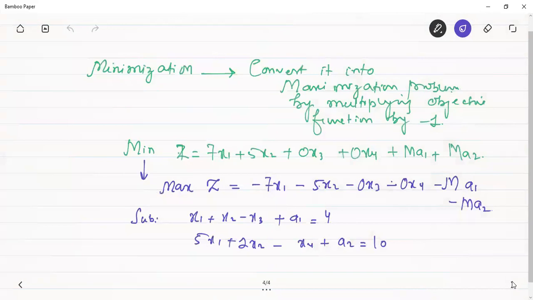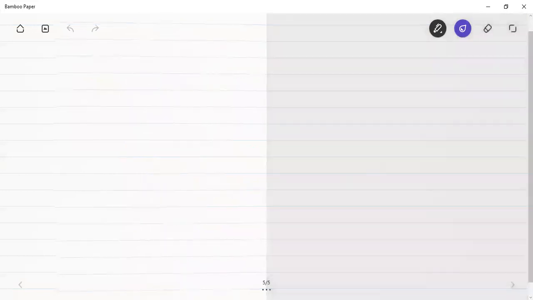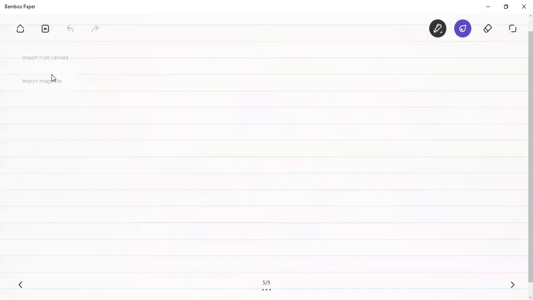So I have discussed both concepts: how we convert a greater than constraint into an equality constraint. Not only do we subtract the surplus variable, we also have to add the artificial variable. And the minimization problem can be converted into maximization by multiplying it with -1, and now we can solve the table as we have been doing so far. So let's solve the first table now.